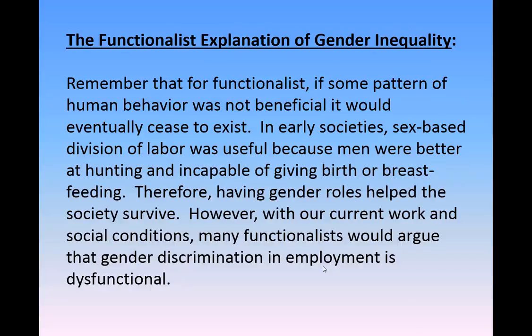Functionalists would say that gender differences are functional. Early on in a hunting and gathering society, men primarily hunted and women took care of children, and it made sense because of that society at that time. But they would say nowadays, gender inequality is generally dysfunctional. And by inequality, we're talking about things like the gender pay gap. Women get paid less money even when they're doing the same job. On initial placement from, say, a university program, they start at a lower salary.